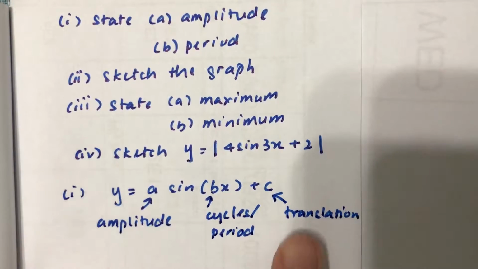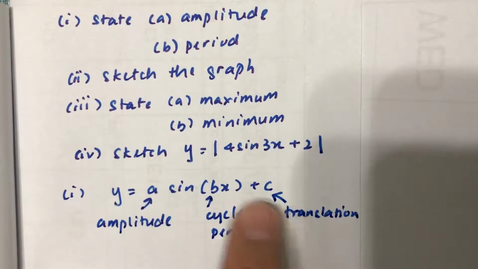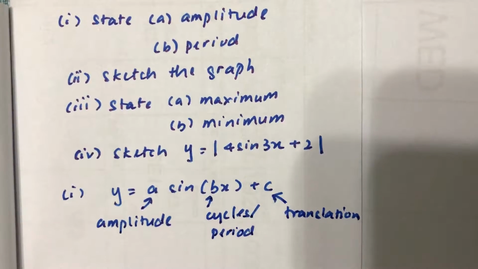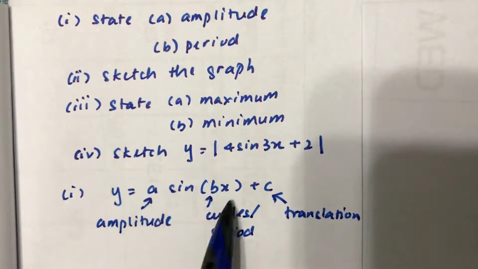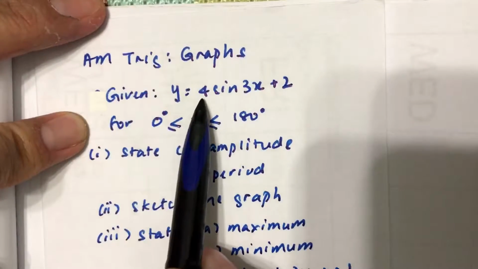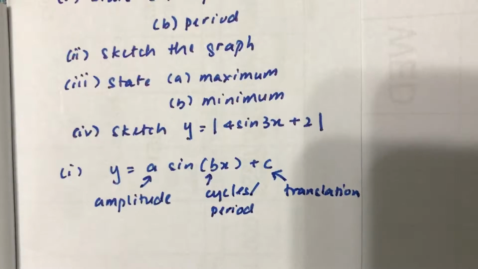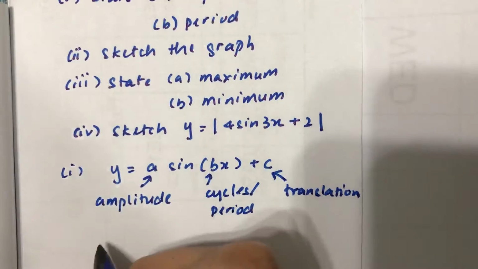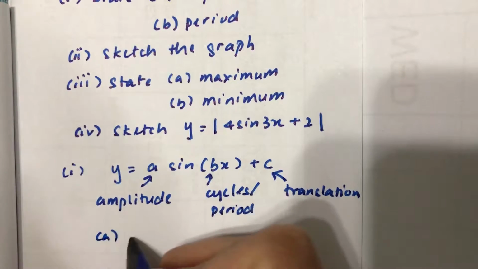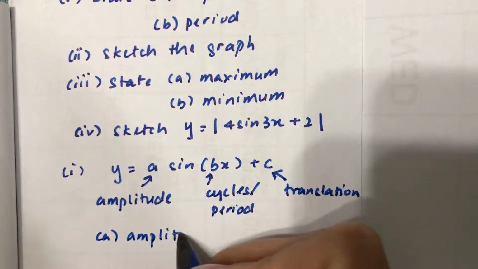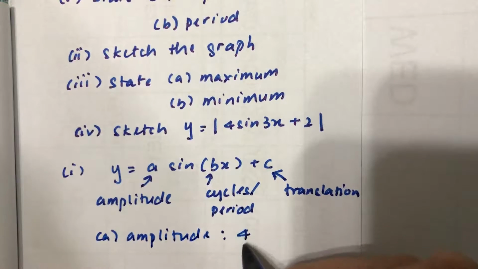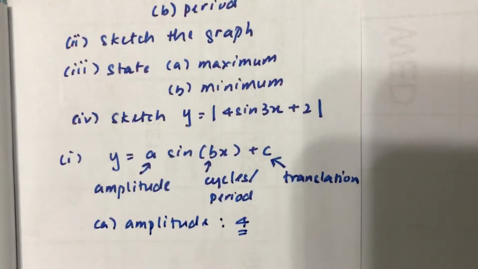It means that your graph can either move up or move down based on the c value. If c is positive, it moves up. If c is negative, it moves down. So based on this, if you look at the question, 4 is your a value. So in other words, that will be your amplitude. Alright, so the question asks for amplitude. So your amplitude is just 4, since a is 4.